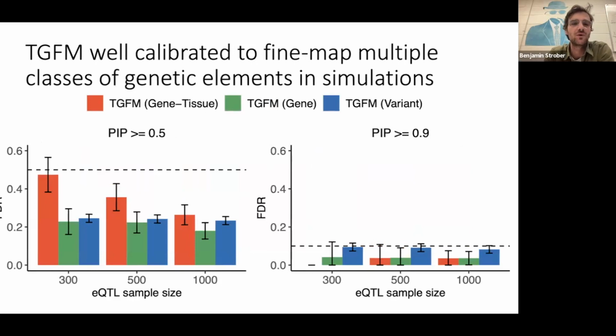Next, we just focus on TGFM, and we look at how calibrated the PIPs are in terms of gene tissue pair fine mapping shown in red, gene fine mapping shown in green, and non-mediated variant fine mapping shown in blue. And what you can see is TGFM for all these genetic elements is well calibrated at various eQTL sample sizes on the x-axis and various PIP thresholds on the left and right.